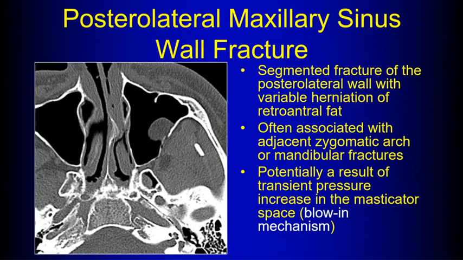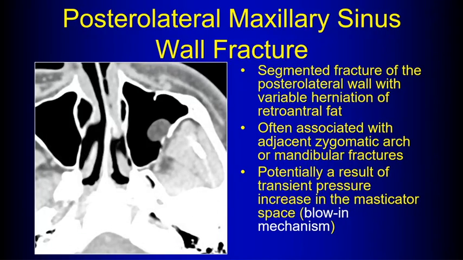Next is the posterolateral maxillary sinus wall fracture. These are kind of like a blow-in fracture from a blow to the masticator space. And what happens is the posterolateral maxillary sinus wall fracture fragments get displaced into the maxillary sinus, and then you can have herniation of retroantral fat, like in this case. This isn't just a mucus retention cyst. These fractures can be associated with zygomatic arch and mandibular fractures given where the trauma occurs.